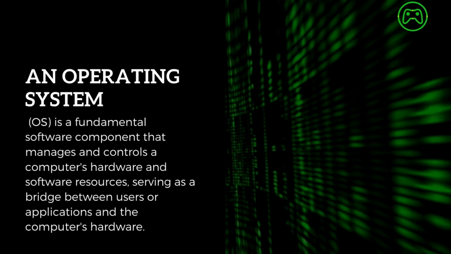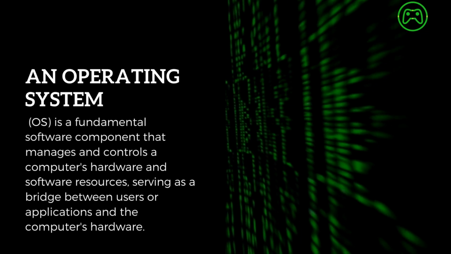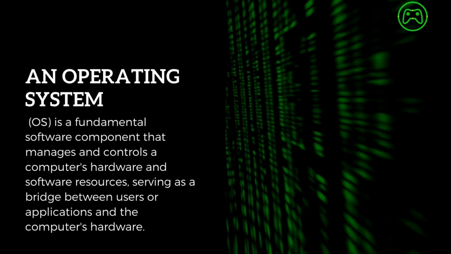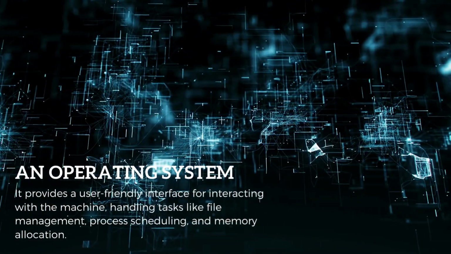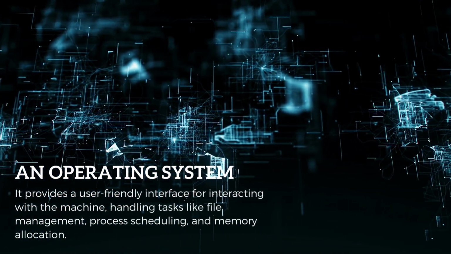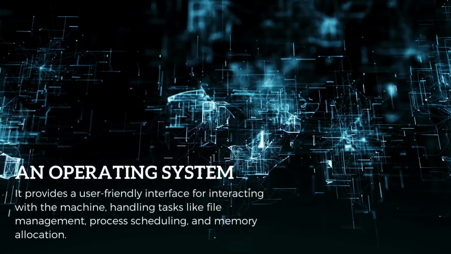Hello, today you will learn about the operating system. An operating system is a fundamental software component that manages and controls a computer's hardware and software resources, serving as a bridge between users or applications and a computer's hardware. It provides a user-friendly interface for interacting with the machine, handling tasks like file management, process scheduling, and memory allocation.